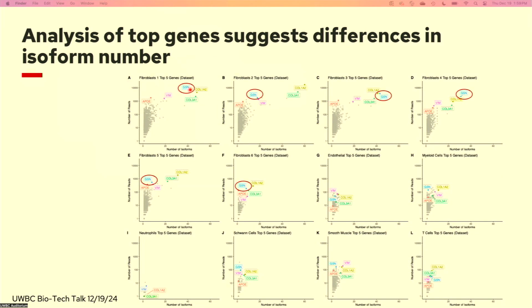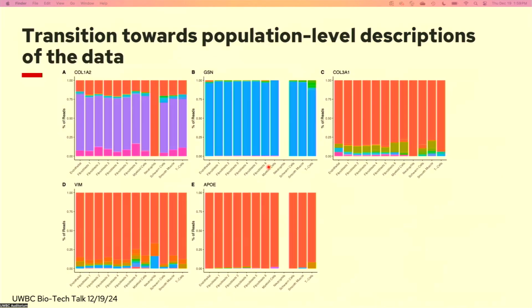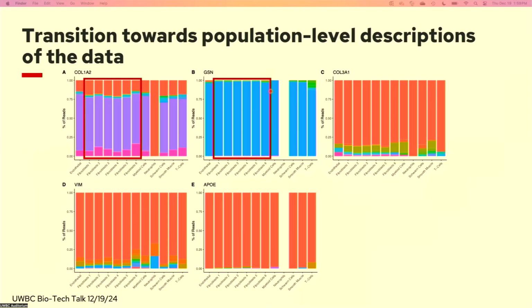So let's just focus on gelsolin, for example. We see that gelsolin is highly expressed in all of our fibroblast clusters, but the number of isoforms differ significantly across clusters. And when we plot that data as a percentage, this is where we started to realize that we need to treat this maybe more as a population type of analysis. If you look at gelsolin across our fibroblast clusters, even though it may be comprised of 40 isoforms, 99% of them are one isoform, whereas we see more heterogeneous expression of another highly expressed gene, collagen 1A2.